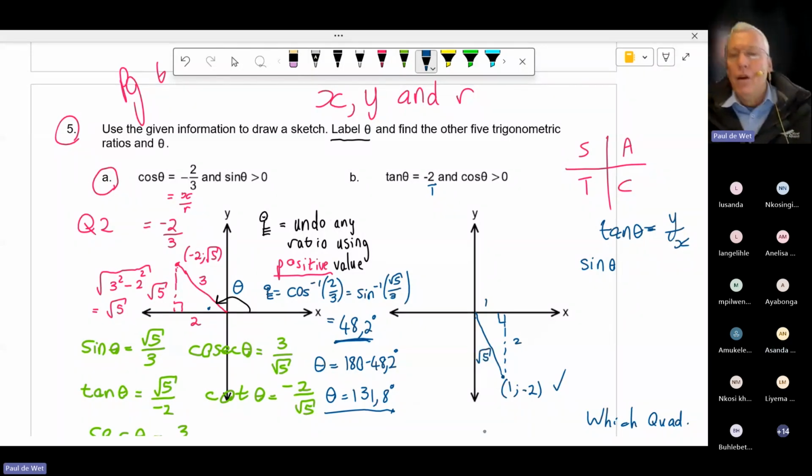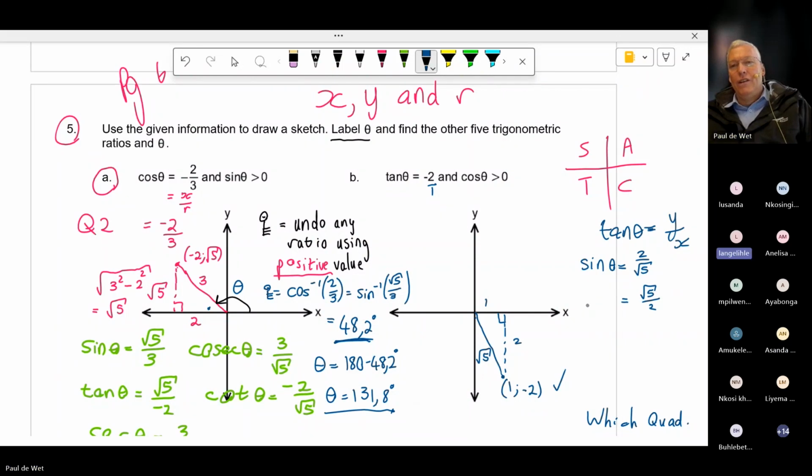So now, what is sine theta going to be? You can only do this if you have learned your ratios. Sine is y over r. 2 over root 5. What's the upside down of sine called? Cosec. Well done. Cosec.